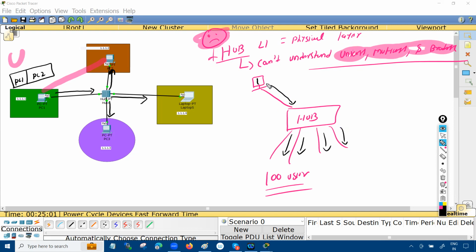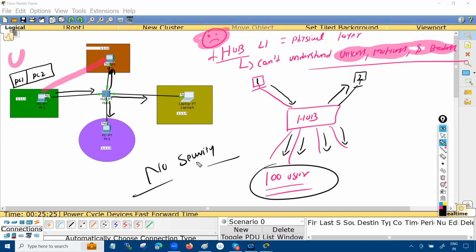If this PC1 is going to send traffic to any other PC, say this is sending the traffic to PC number 2, right? So normally the agenda of PC1 is what? He needs to send the traffic to PC2. But because of the hub problem, he will broadcast the packet to every person. So there is no security in the hub.